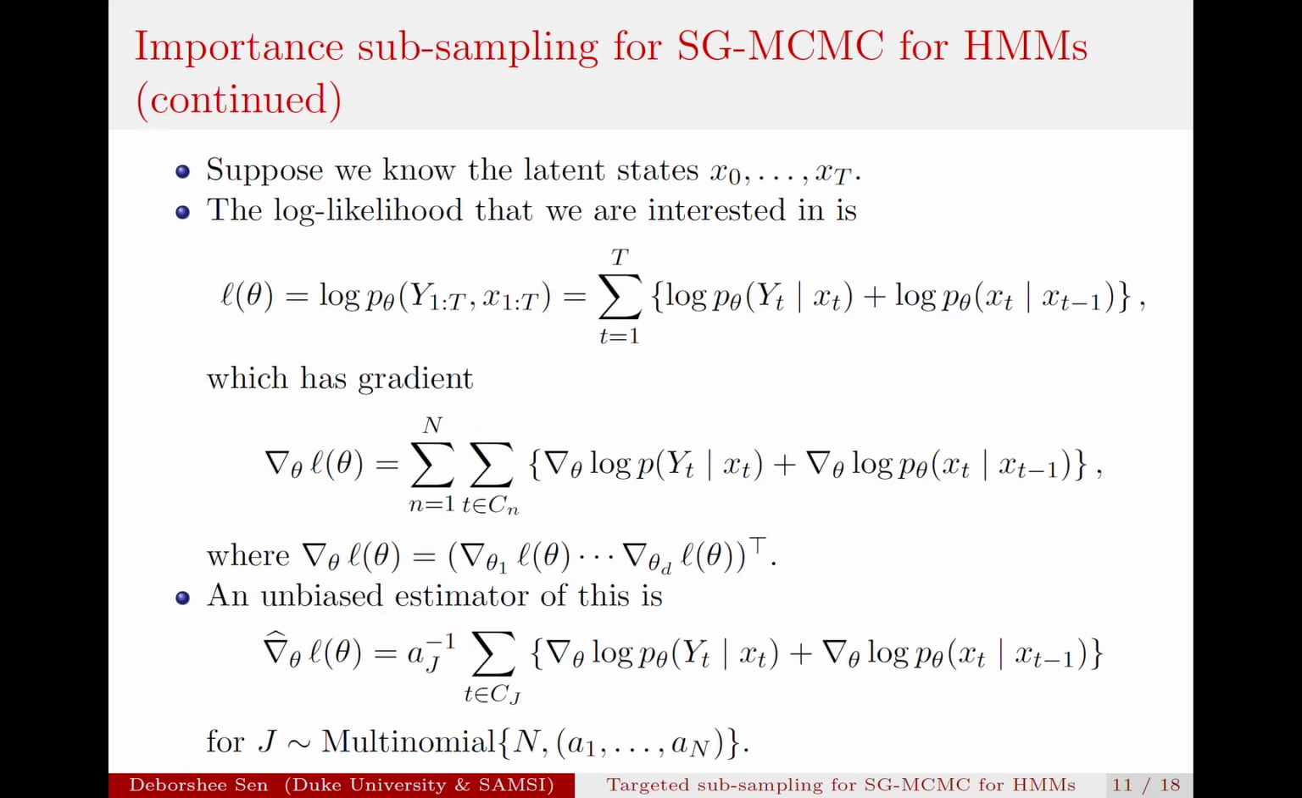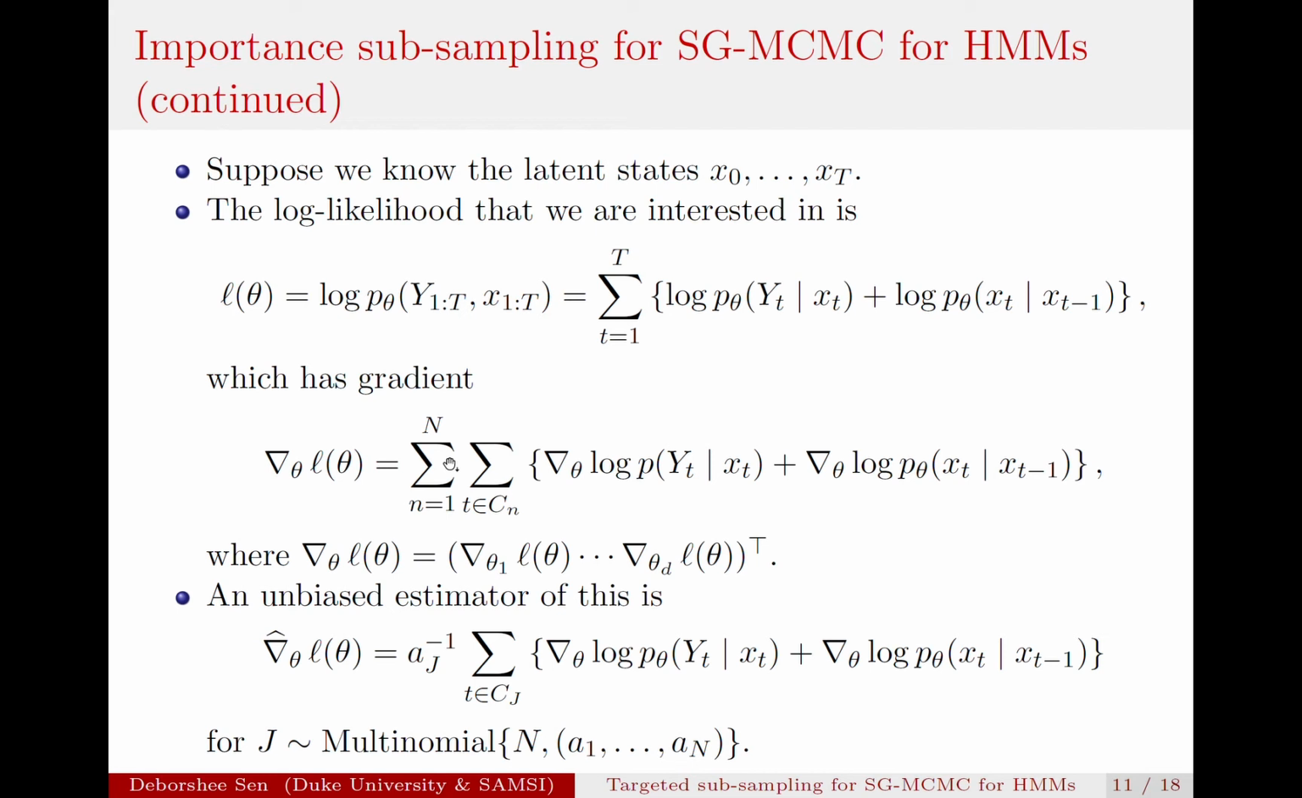So how do we choose importance weights? Well, suppose somehow we know the latent states. Of course we don't know them, but let's say we know them. If we did know them, then the log likelihood that we would be interested in would just be the log likelihood of, again, the transitions and the emissions, because now we know the transitions. We know what the xt's are, so we can calculate this, which has the gradient. So this is the sum of t equals 1 to capital T.